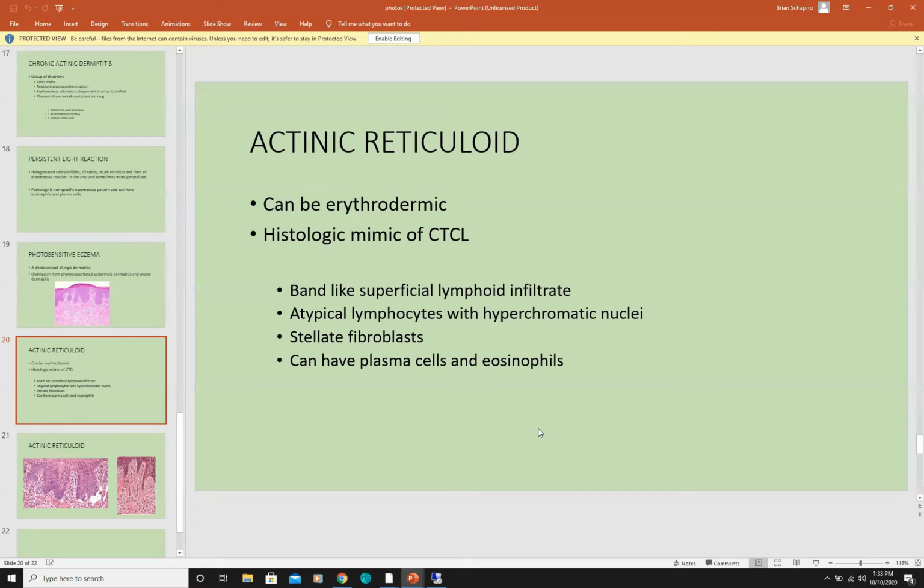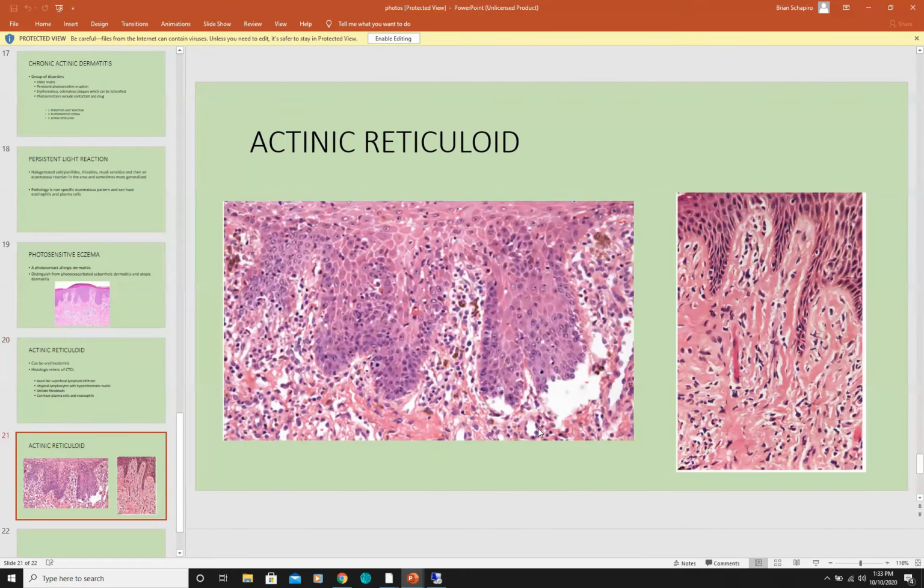So the histology looks like CTCL, but sometimes you see these stellate fibroblasts, which are supposed to be a clue. And here are some pictures of actinic reticuloid. You can see this band-like lymphoid infiltrate, almost epidermotropism with enlarged lymphocytes in the epidermis, and an occasional necrotic keratinocyte, and here the fibrosis of the papillary dermis and the stellate fibroblasts. So this, together with the characteristic clinical findings, would be good for actinic reticuloid.